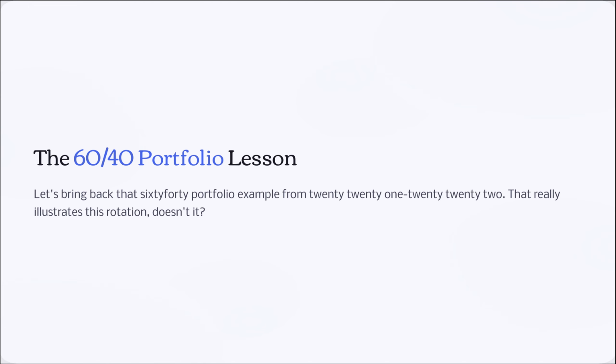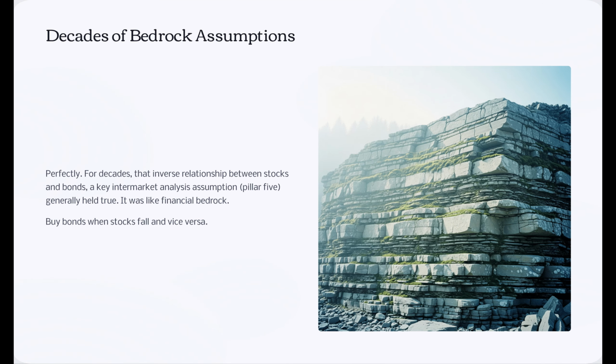Let's bring back that 60-40 portfolio example from 2021-2022. That really illustrates this rotation, doesn't it? Perfectly. For decades, that inverse relationship between stocks and bonds, a key intermarket analysis assumption, Pillar 5, generally held true. It was like financial bedrock. Buy bonds when stocks fall and vice versa.